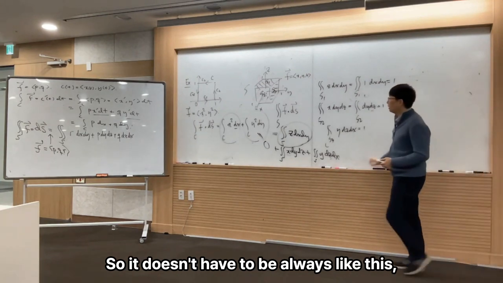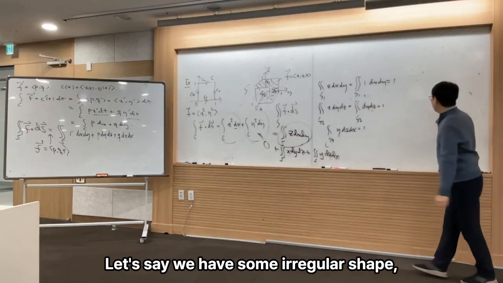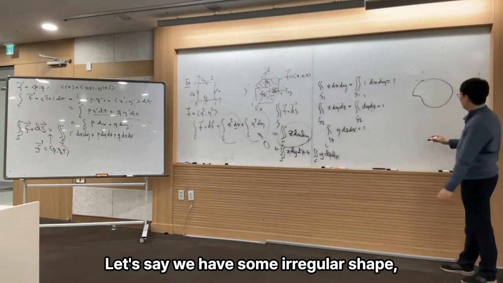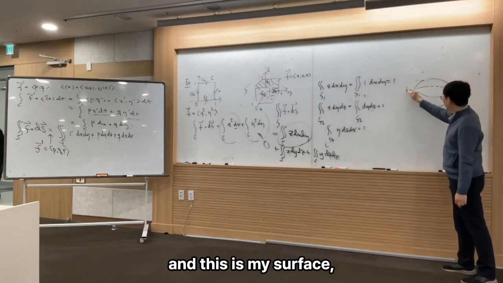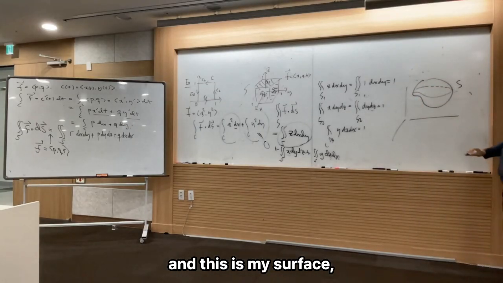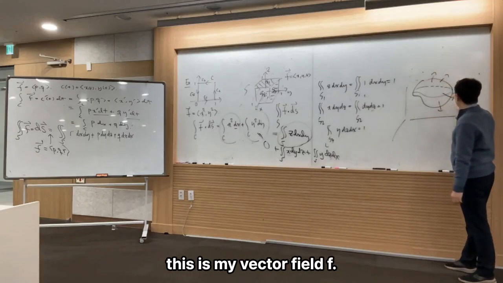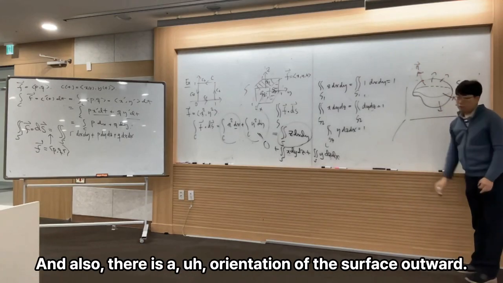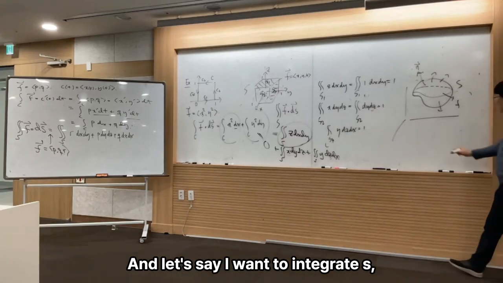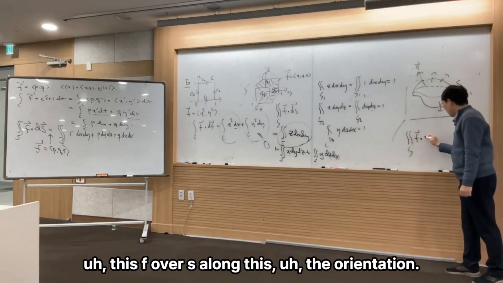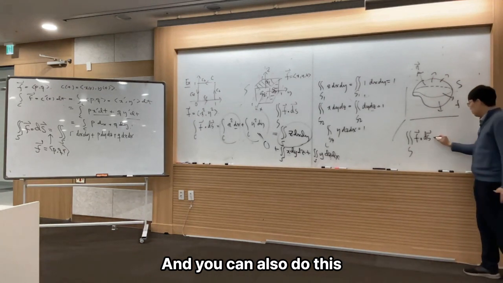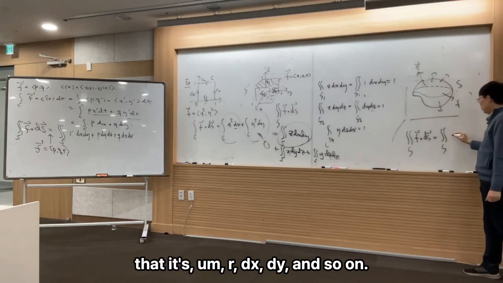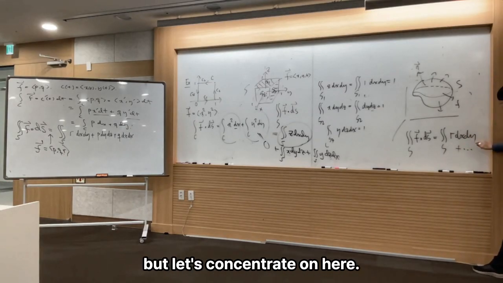It doesn't always have to be flat like this. Let's say we have some irregular shape, something like this figure here, and this is my surface. Let's say this is my vector field F, and there is also an outward orientation of the surface. Let's say I want to integrate this F over S along this orientation. You can also do this the same way we did here, with R dx dy and so on. There are two more, but just concentrate on this one.